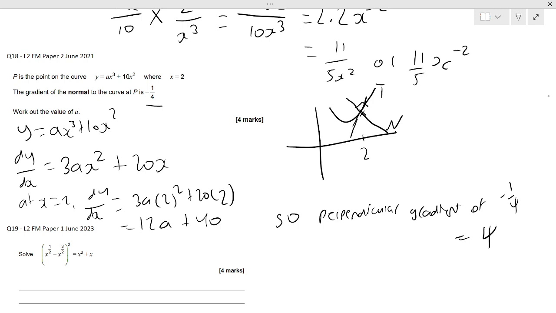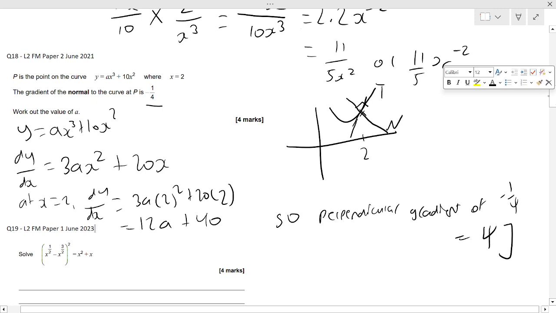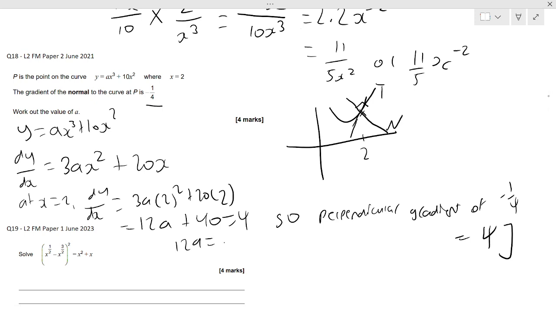So if the normal is minus a quarter, then 4 is the gradient of the tangent, okay? But this is the gradient of the tangent. We worked out that's the whole point of the derivative, remember? So that'll be equal to 4. But then we can solve this for a, so that means 12a is going to be minus 36. 4 minus 40 is minus 36. That means a is going to be minus 3, isn't it? 36 divided by 12 is 3, so make it negative. Cool. Okay.